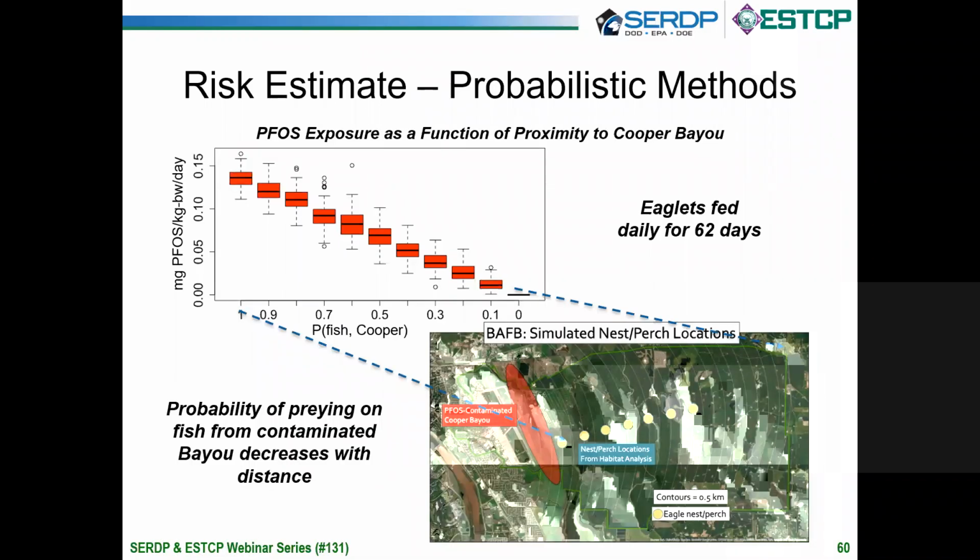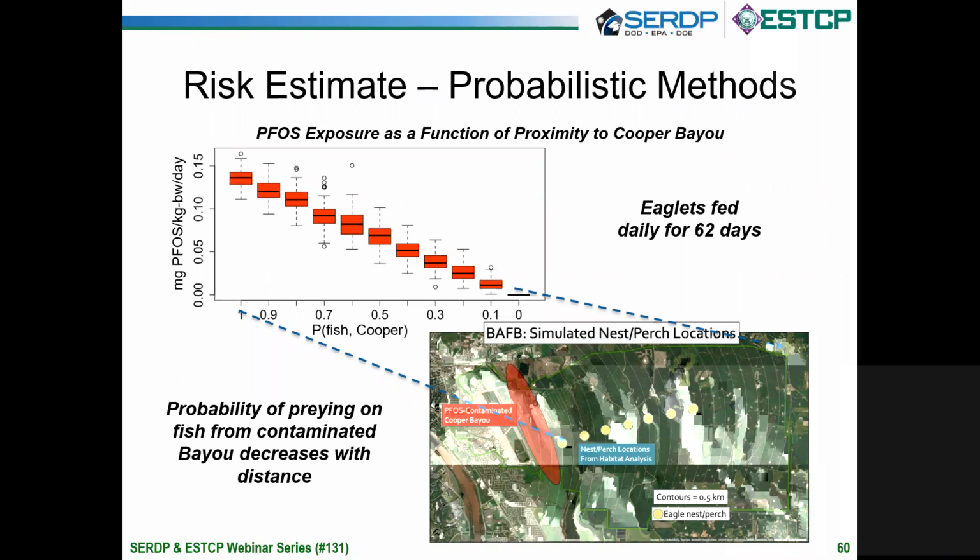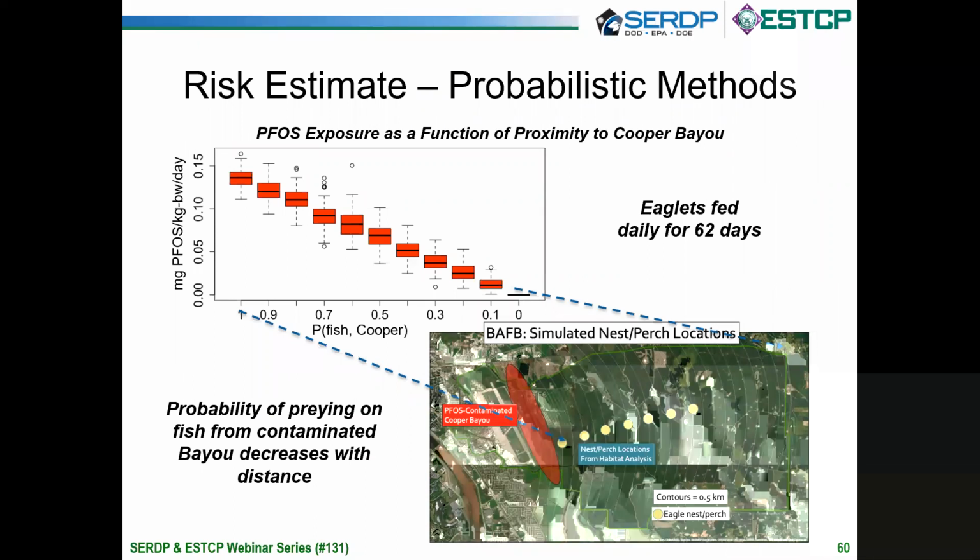And so within the model, PFAS exposure was a function of proximity to Cooper Bayou, where we assumed that the nest locations closest to the bayou here will be feeding on fish more frequently with PFAS accumulation from the bayou than, say, nests that are further out here, where likely eagle parents will be selecting prey items from other locations.